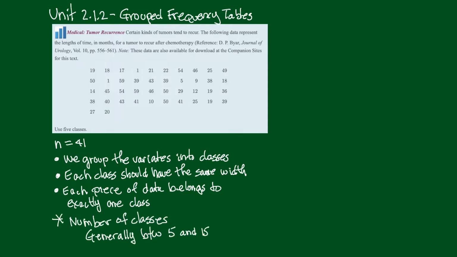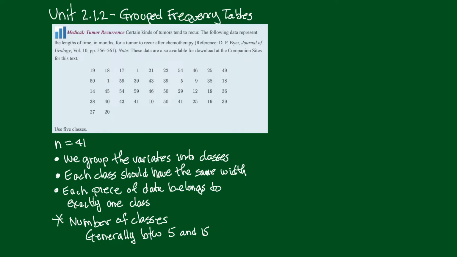So let's talk about how to get the number of classes. Now generally there's going to be between 5 and 15 classes. If you have fewer than 5, you could probably use an ungrouped frequency table. And if you have more than 15, you just need to make your classes a little bit wider so that more data can fit into each class. If you have more than 15, it gets hard to look at.